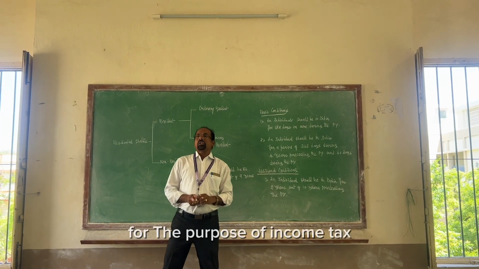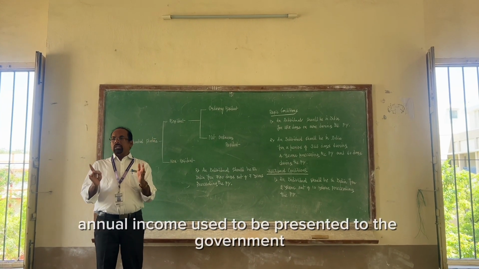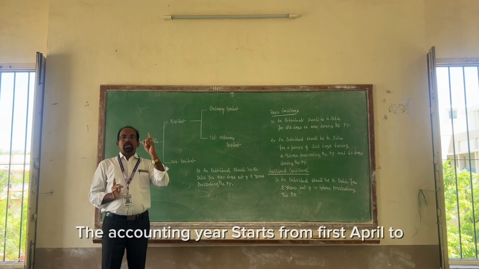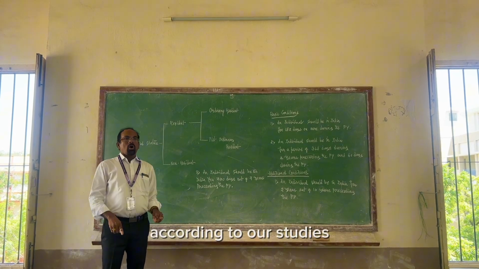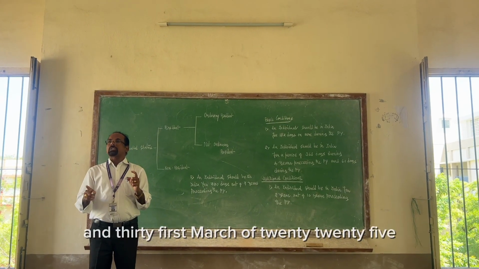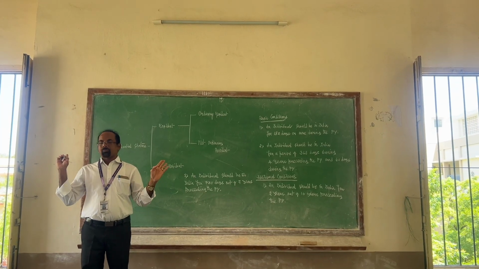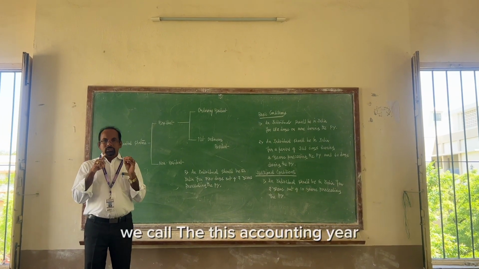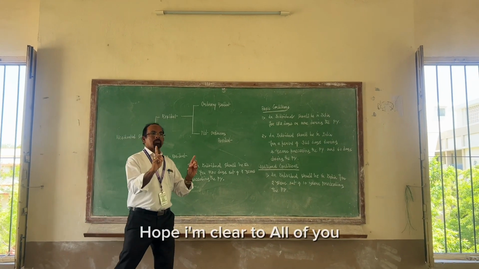That's the question. For the purpose of income tax, everybody's income, annual income, is to be presented to the government. When we mean annual income, the accounting year starts from 1st April to 31st March. According to our studies, the 1st April of 2024 and 31st March of 2025 is going to be the previous year. And when we do the assessment this year, we call this accounting year 25-26 as assessment year. Hope I'm clear to all of you.